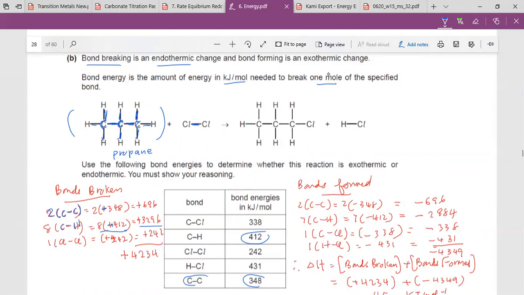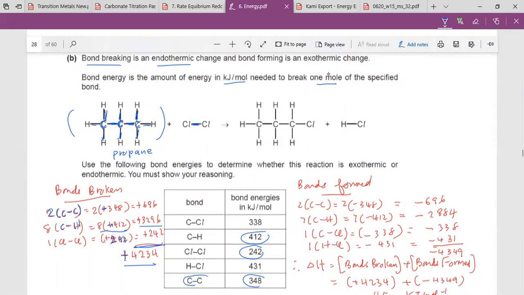Bonds broken, C-Cl. Only one C-Cl bond. The C-Cl bond is 242. Positive. So the total amount of heat required is 4234. Now the bonds formed.